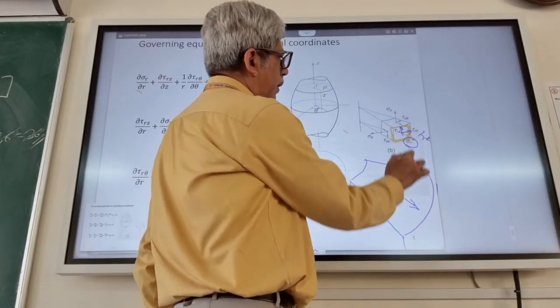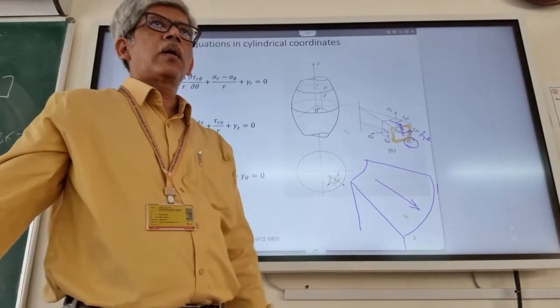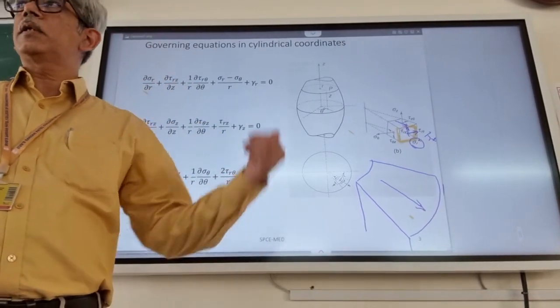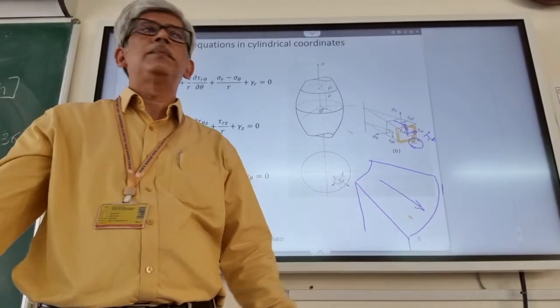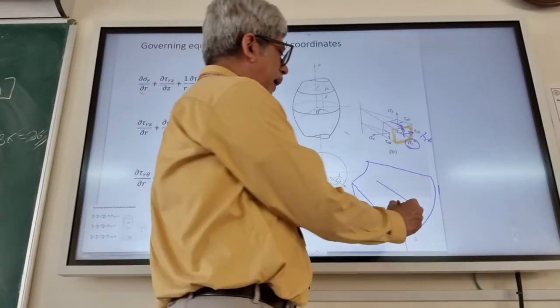So there is one component which is shown here. Can you name this particular component? What will be the designation for this component? It is tau, because it is a tangential stress.